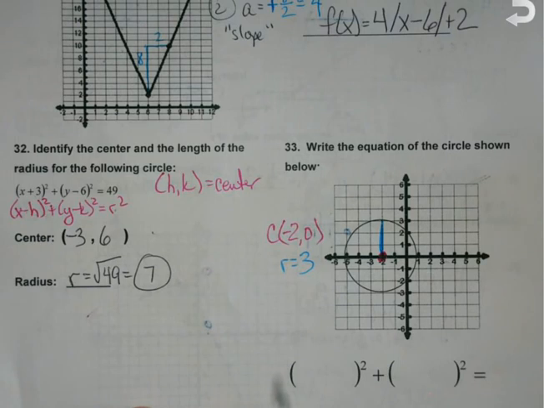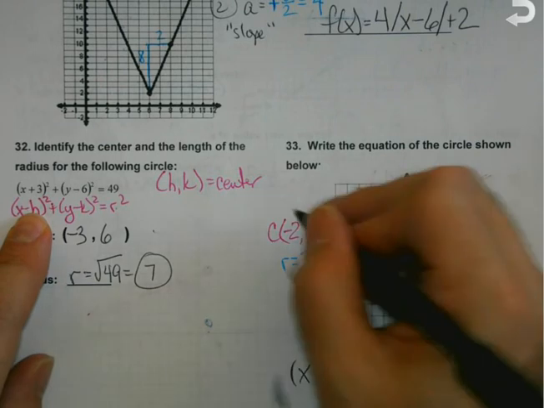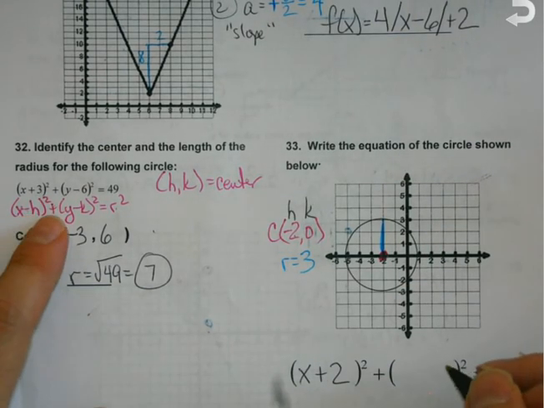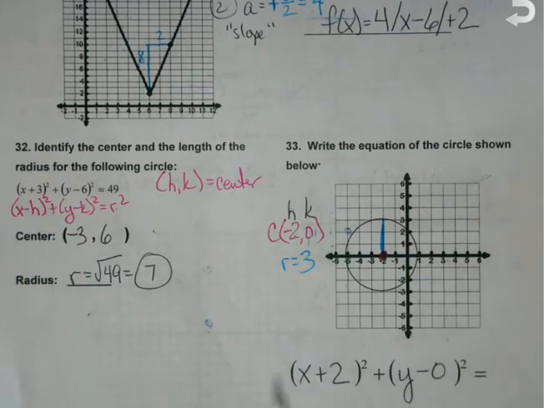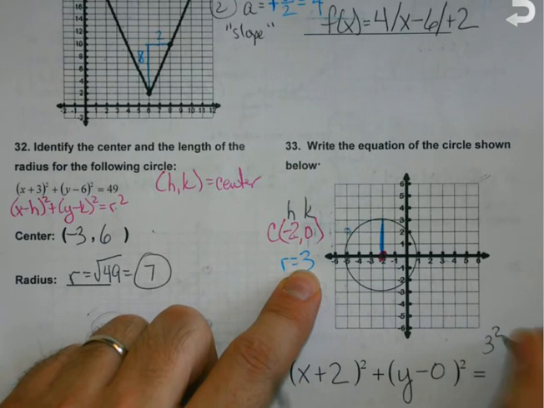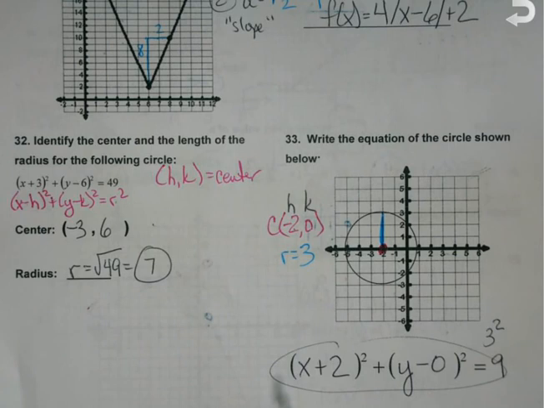And now I'm ready to plug in. So I look and I go, okay, so x, the opposite of h, the opposite of -2 is +2. Plus y minus k, okay, 0 doesn't really have a plus or a minus, so either way, equals my radius squared. So 3 squared, which again is not 6, it's 3 times 3, which is 9. Okay, again, here's the whole thing. And if you have your stuff together, you can pass this off pretty well and do it.